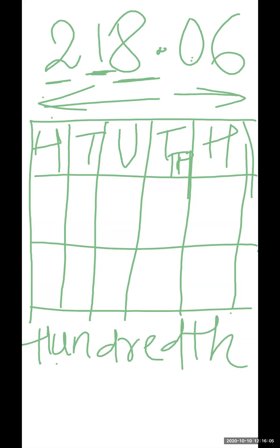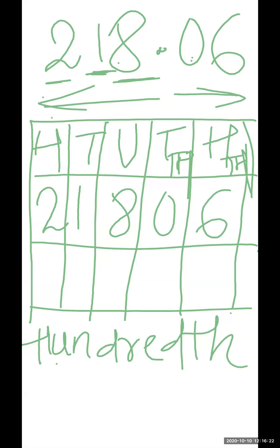So now write the numbers. Which number is on the hundreds place? 2. Which number is on the tens place? 1. Which number is on the unit place? 8. Which number is on the tenth place? 0. Which number is on the hundredth place? 6. Correct?